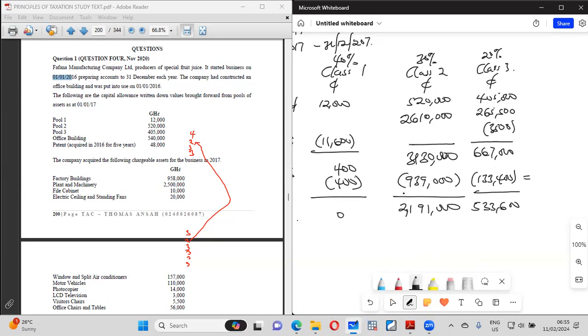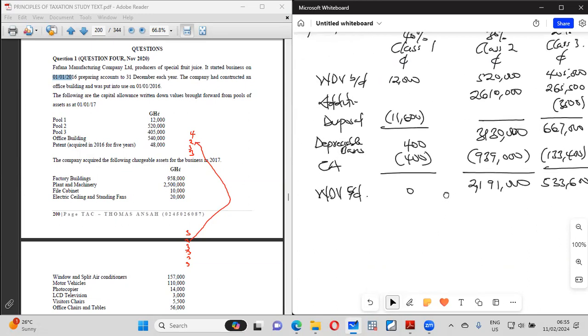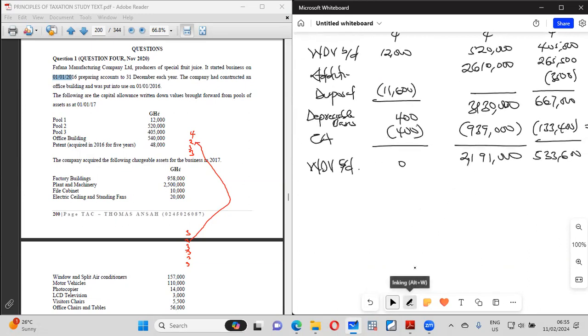So 400 plus 939,000 plus 133,400. So my capital allowance for this side is 107,200. You see, I did not do any total column. I didn't do anything like that. All right. So these are what I have.